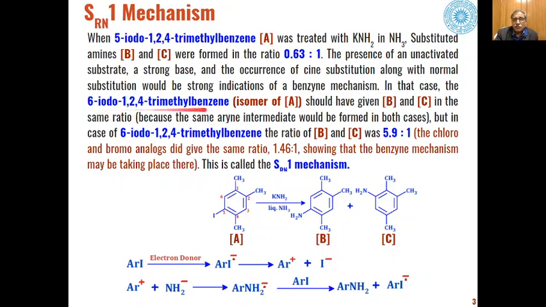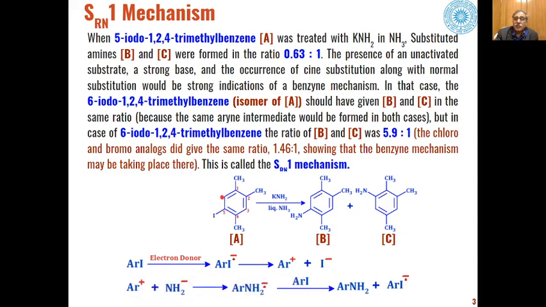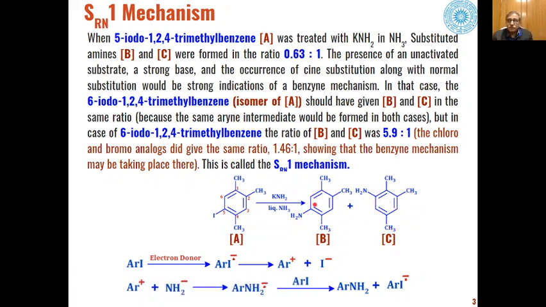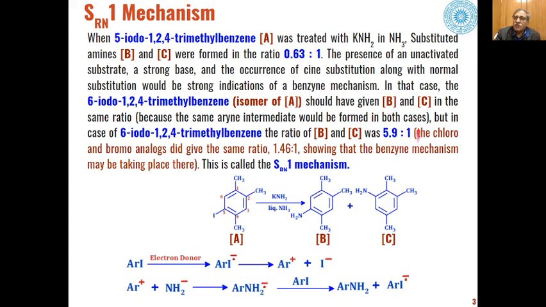Similarly, if we use an isomer of this A, where the iodo group is attached to carbon 6 instead of carbon 5, that is 6-iodo-1,2,4-trimethylbenzene, then we should also get the same products, one formed by substitution of the leaving group by the amino group on the same carbon, and the other on the adjacent carbon. So whether we use 5-iodo or 6-iodo, we should get the same products. When this reaction was performed, it was found that the ratio of formation of products again is different. Here the ratio is 5.9:1.